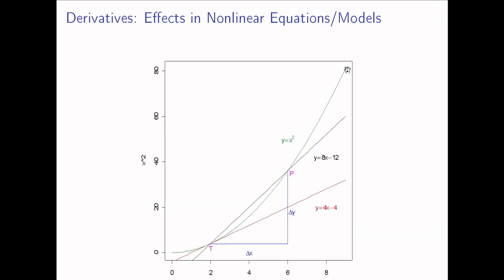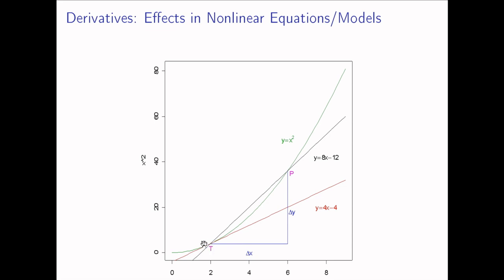So let's look at the graph. The green line corresponds to the function y equal to x squared, and this red line is a tangent line. When we say a tangent line to a certain function, the line touches the function curve at a certain point. So the red line is a tangent line of y equal to x squared at the point where x is equal to 2 and y equal to 4. And the black line is how we capture delta y over delta x.